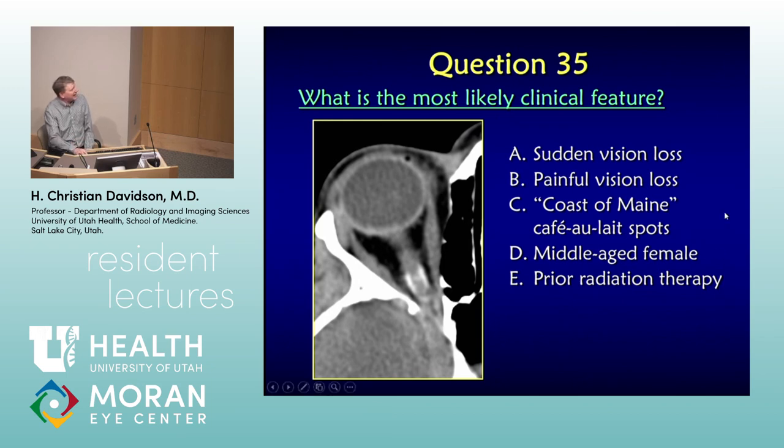Well, does their vision loss happen suddenly? Usually it's very gradual, right? And unlike acute optic neuritis, it tends to be painless. This is a complete red herring. Where does this come from?